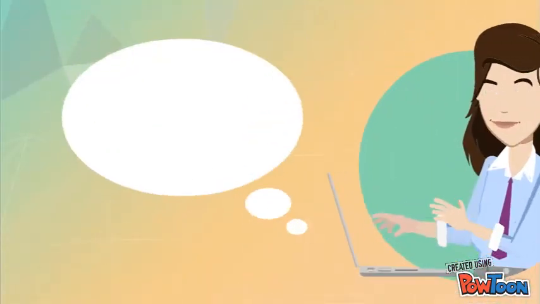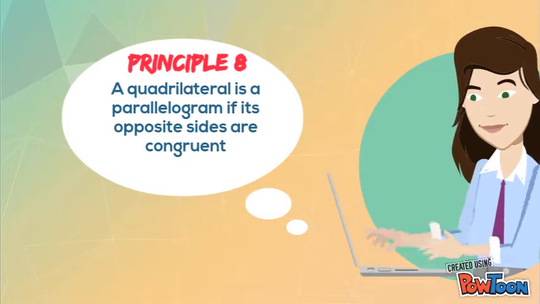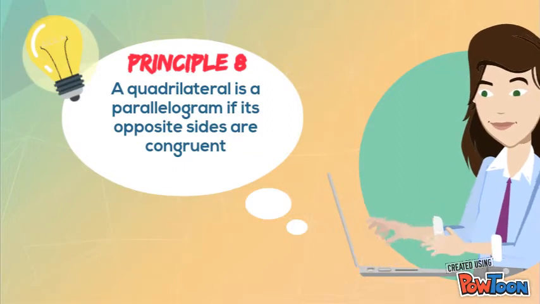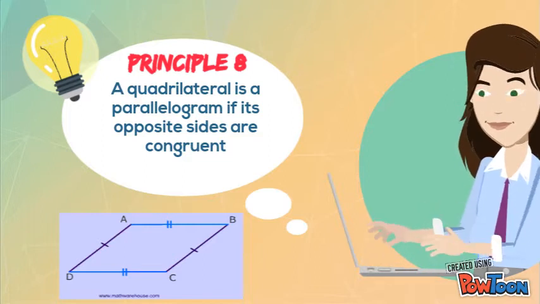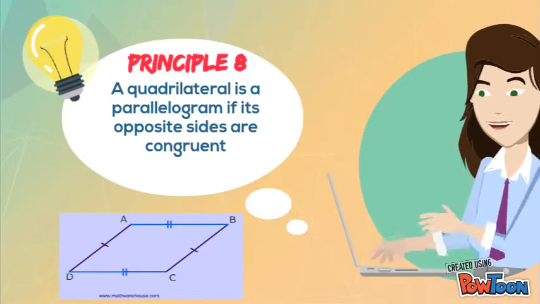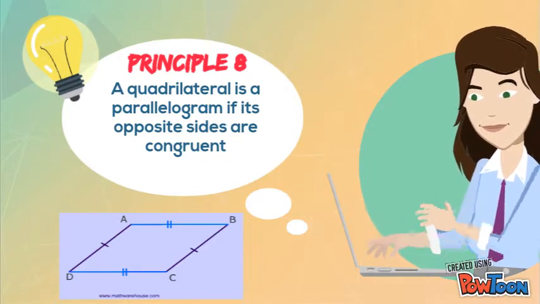Principle 8. A quadrilateral is a parallelogram if its opposite sides are congruent. If line AB is congruent to line CD and line AD is congruent to line BC, then ABCD is a parallelogram.